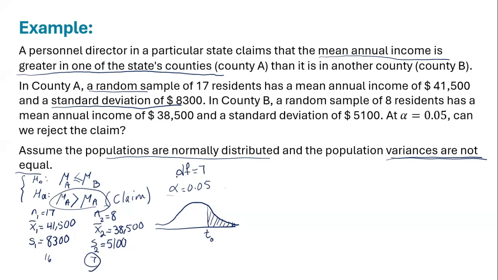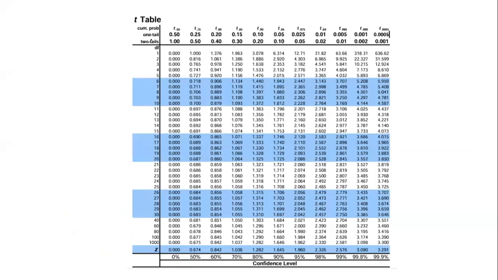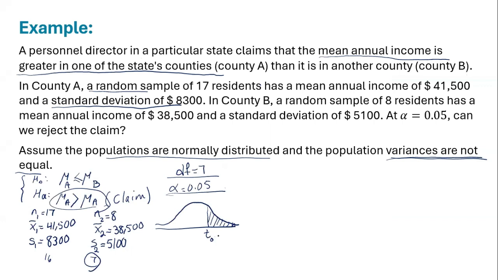Alpha is 5%, degrees of freedom is 7. I'm going to look at the t-table. If one tail is 5% and if degrees of freedom is 7, my answer is 1.895. So my critical value is 1.895. Do I have to keep it positive or negative? We keep it positive, yes, because it's a right tail test. If it was left tail test, I keep that in negative form.